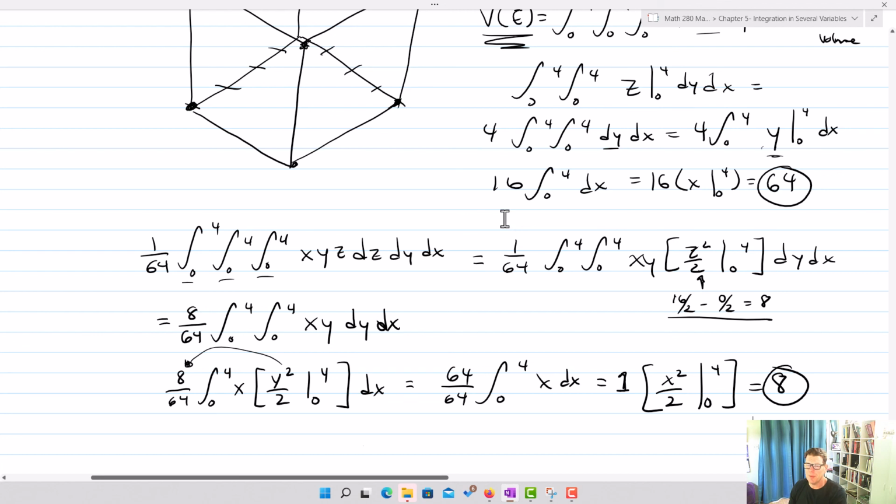Okay, so that completes our work with triple integrals over general regions. We're going to be looking at triple integrals for cylindrical and polar in just a little bit. That's going to make a lot of this a lot easier too, especially for certain kinds of regions.